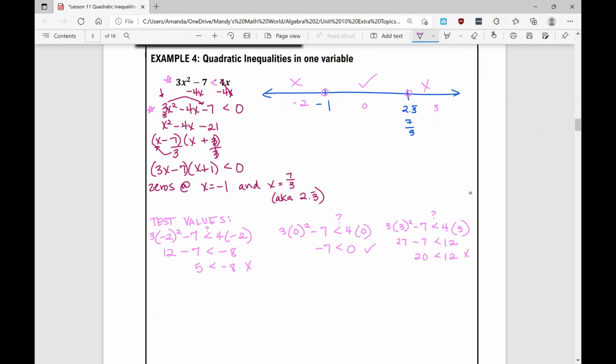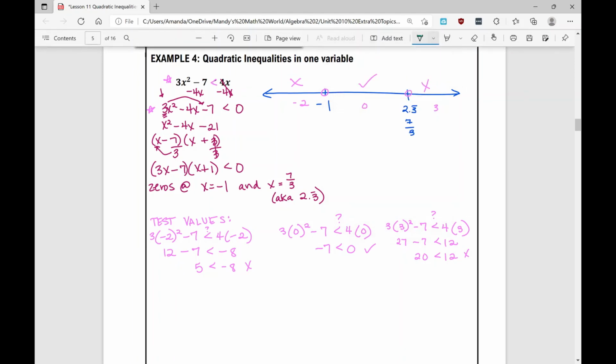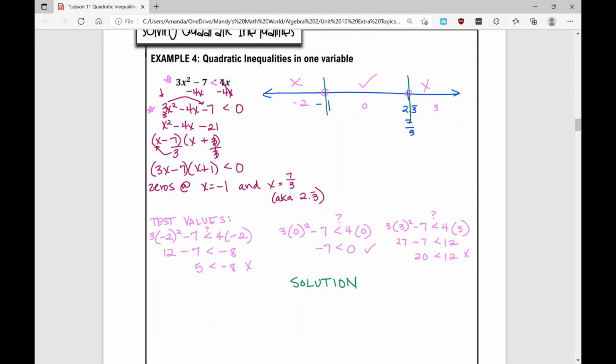So now let's write our solution. How do we write our solution for this? Our solution in this case is going to be from -1 to 7 over 3. So in interval notation, I'm not including the point -1. So I'm going to have a parentheses, -1 to 7 over 3, and I'm not including that point either, so I'm going to have parentheses there. Remember, if I had a less than or equal to, I would have a solid closed circle and I would be including, so I would have brackets.